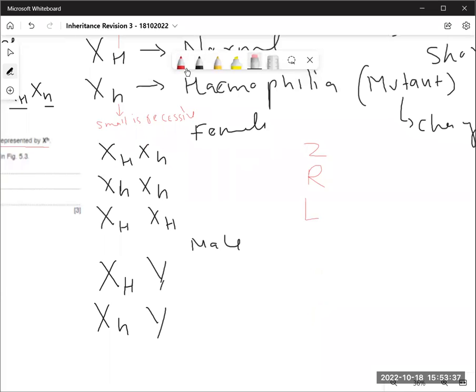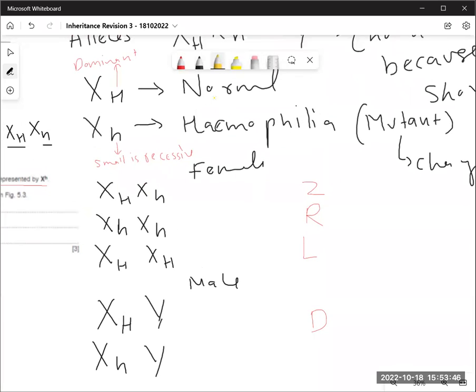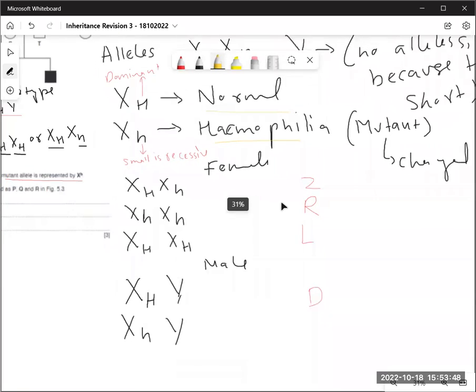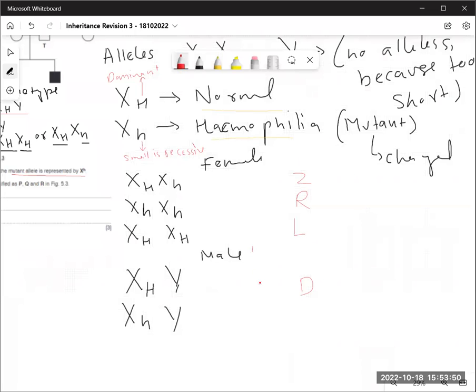It's a female. In these names, is it normal or is it hemophilia? Small h is recessive and capital H is dominant. So if I have capital H and small h, which one will be given preference? What phenotype will I get? Normal, because it is dominant.